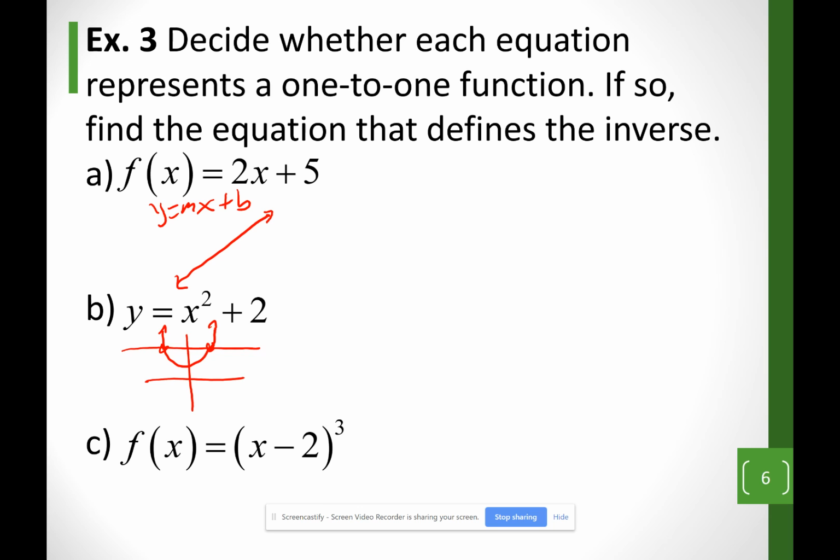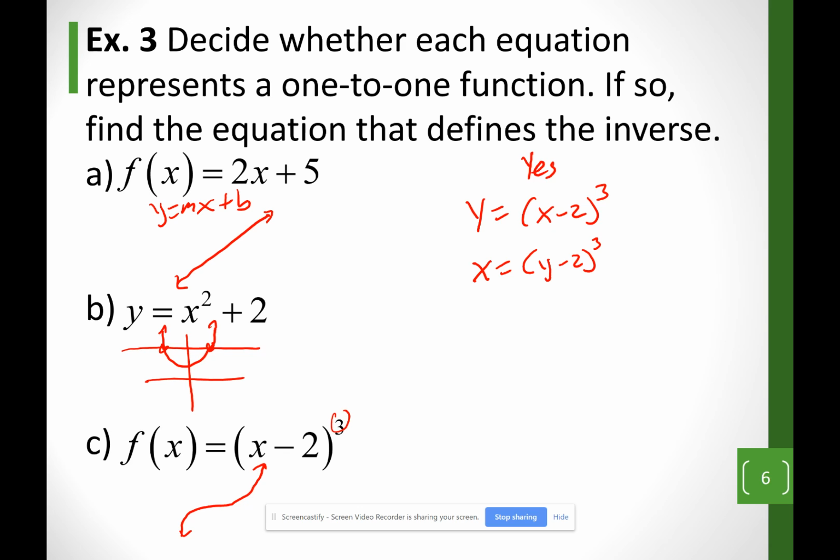Now, looking at C, everything to the third power, give or take, looks like a little snake. It is a one-to-one function, so I will find the inverse of this one. So yes, because I can do a horizontal line test and it passes all the time. So I'm going to rewrite this as y equals x minus 2 to the third. Right? I just replaced, instead of f of x, I called it y. Now for the inverse, the x and the y are going to swap. So x equals y minus 2 all to the third.